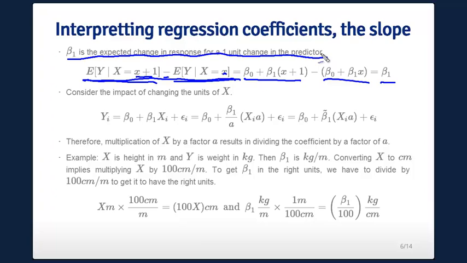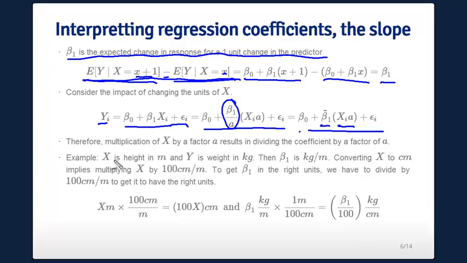And so what happens if we do some sort of unit change of the x by some multiplication? We have y_i equals beta naught plus beta 1 x_i plus error, and then we multiply and divide by an a. Then we wind up with the same regression model, but now x times a as the predictor and beta 1 tilde as our slope, where beta 1 tilde is beta 1 divided by a. So multiplication of x by a factor of a results in dividing the coefficient by a factor of a. It's a little bit easy to get messed up in these calculations, but if you keep track of the units, then it's easy.